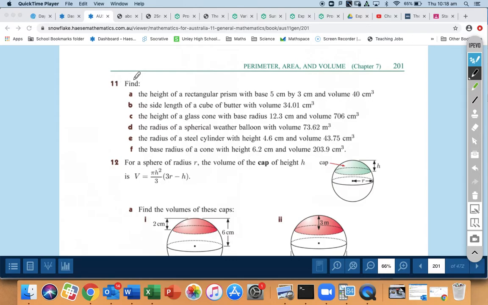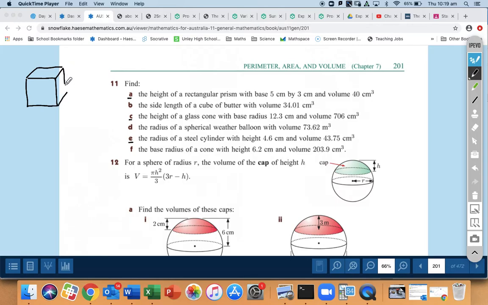And you have to find some unknowns. So maybe if I do every second one, A, C, and E. Okay, the height of a rectangular prism with base 5 by 3 and the volume 40. So I would draw one out. Base 5 by 3. It's going to be interesting trying to draw this. I always draw these from the top down, but we'll try and get these dimensions onto the base.